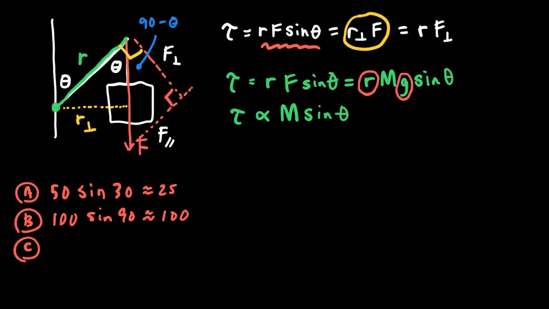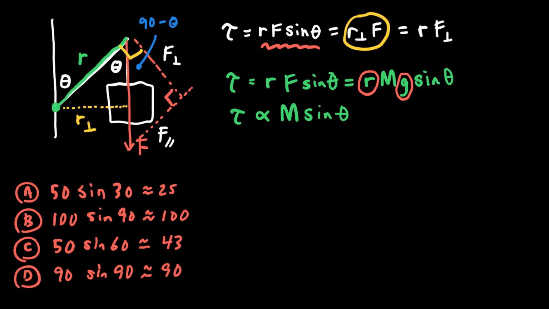For case C, we have 50 times the sine of 60 degrees, which is about 43. And then finally, for case D, we have 90 times the sine of 90 degrees, which is about 90, right? Because the sine of 90 is equal to 1, so 90 times 1 is equal to 90. And so notice, I didn't calculate the torques, but m times sine theta is allowing me to rank the torques.